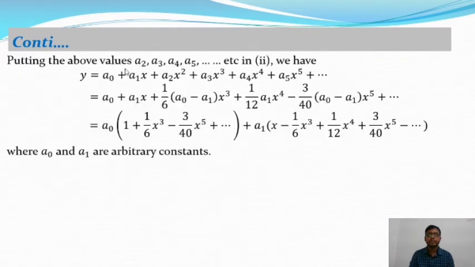Therefore, now putting the values of a2, a3, a4, a5, etc. in equation 2, and equation 2 is the required series solution of the given differential equation. If we put a3, a4, a5 and so on up to infinity, we will get a0 plus a1 x plus 1 by 6 into (a0 minus a1) x cubed.